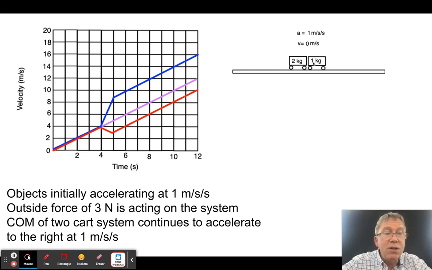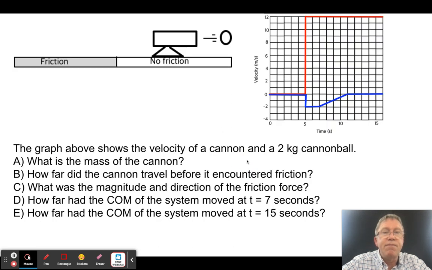The interaction between these two objects, whether it's tension or normal, whatever it is, it cannot change the momentum of the system. The only thing that can change it is an outside force. And so the momentum of the system is going to continue to increase as a result of this force.